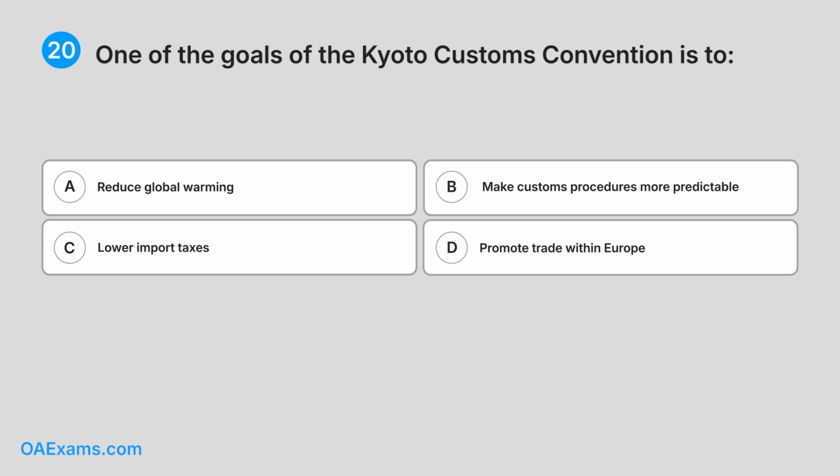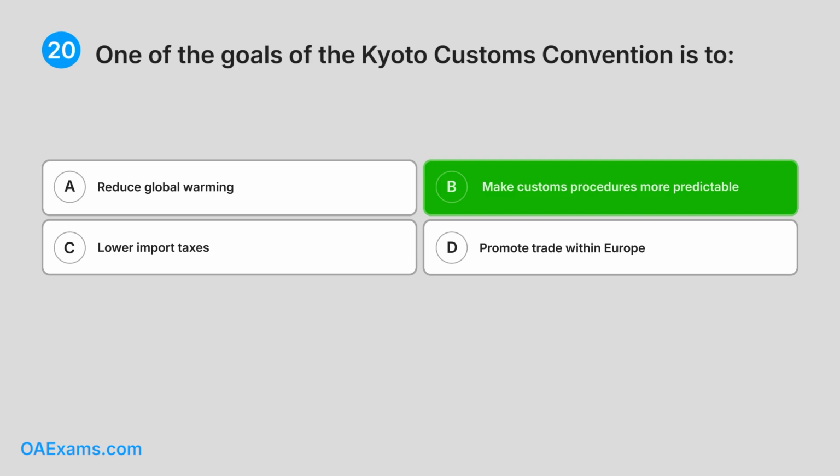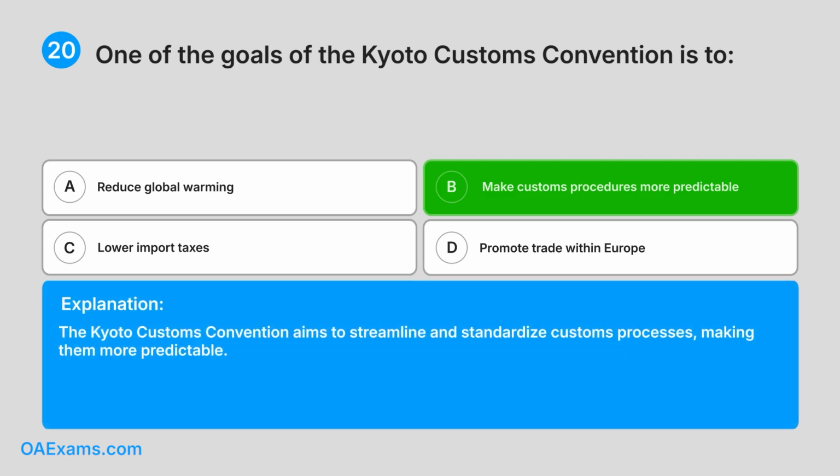Correct answer. B. Make customs procedures more predictable. Explanation. The Kyoto Customs Convention aims to streamline and standardize customs processes, making them more predictable.